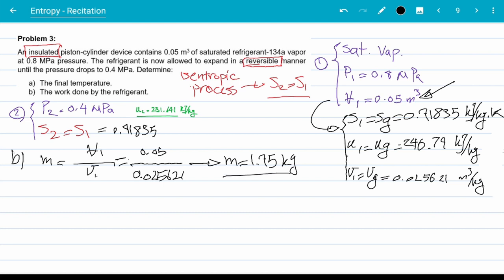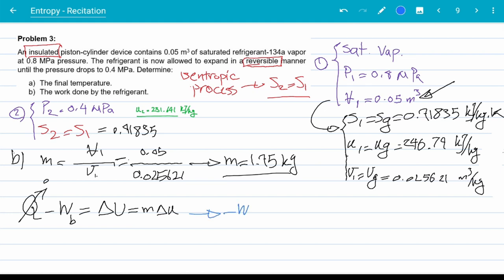Now we can continue to first law of thermodynamics. We know that Q net minus W net is equal to the change of internal energy, which is M delta U. Now in this problem, we are dealing with an insulated device. So Q is going to be zero. There are no other works but boundary work. So we are dealing with boundary work alone. I'm going to put the B here. There are no other type of works involved. And yeah, we have everything. So let's proceed.